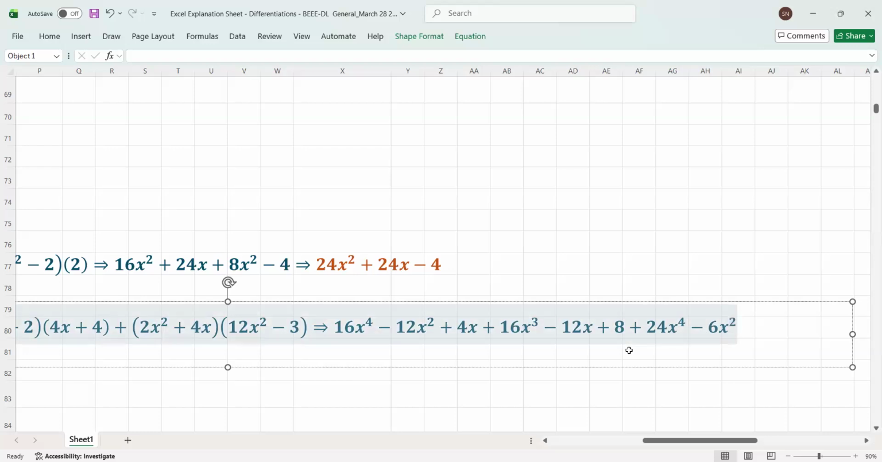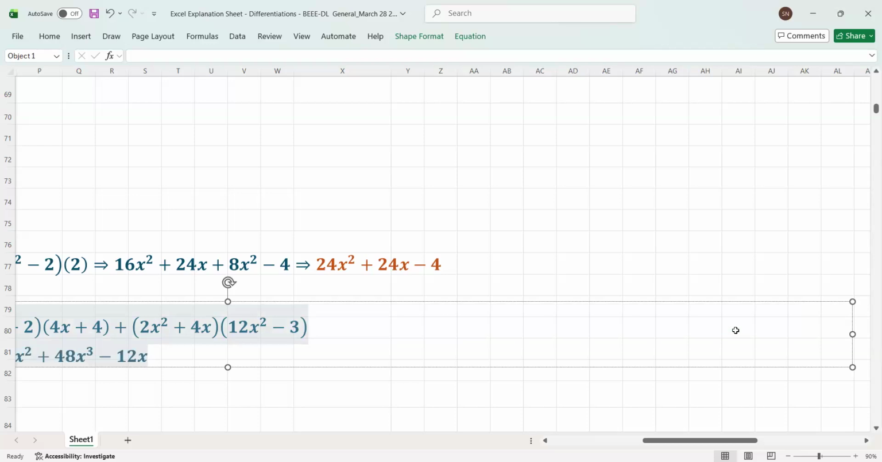Then I'm done with the 2x. Now I'll take 4x to do the same thing. So this 4x multiplying 12x squared, 4 times 12 is 48. So that gives me plus 48x to the power 3. And then 4x multiplying negative 3. That will give me 4 times 3 is 12, so just 12x.